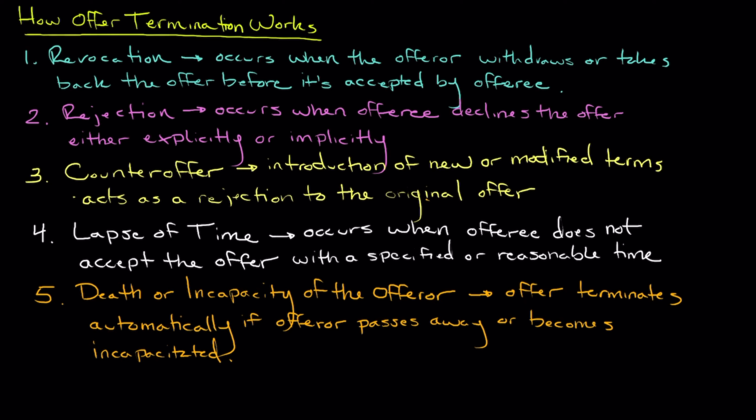So to wrap up, let's quickly summarize some of the key points here. First, an offer can be terminated through revocation, rejection, a counteroffer, the lapse of time, or the death or incapacity of the offeror. It's essential for both offerors and offerees to be aware of these termination methods to navigate contract negotiations more effectively.